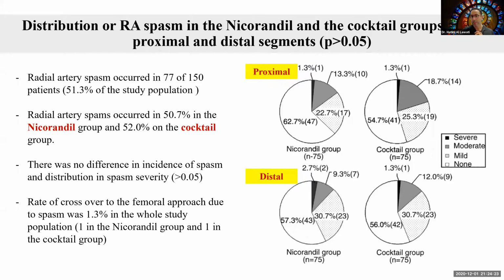Radial artery spasm was seen in 50% of patients in the Nicorandal treated group in that study, and 52% of patients treated with a standard cocktail. There was no difference in the incidence of spasm and the distribution of spasm severity, and the rates of crossover to the femoral approach were comparable in both groups. So again, it didn't seem to be any superior to the standard combination.